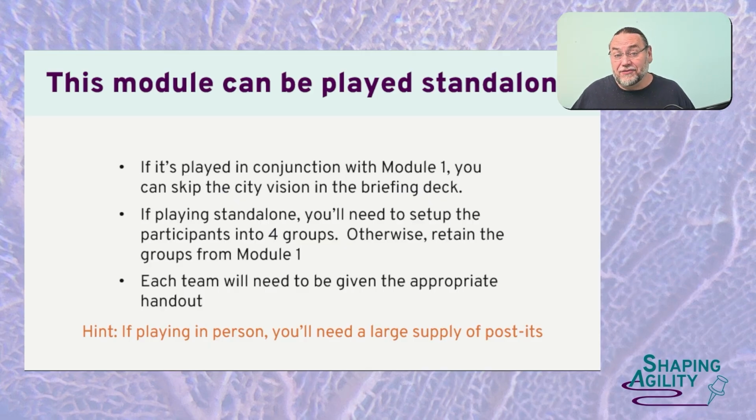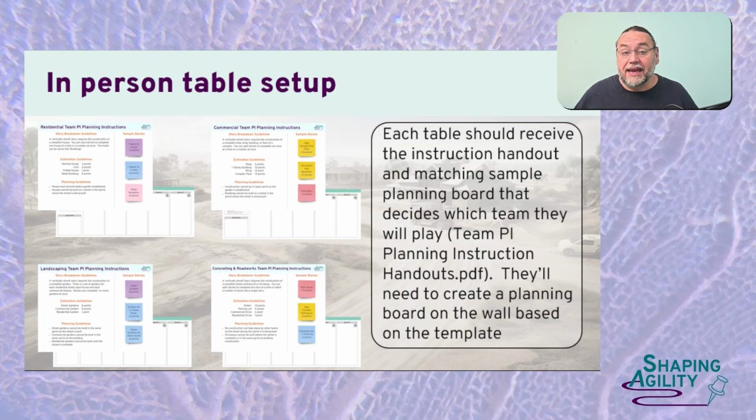In fact, I've done it for years as a replacement for geek books when I'm teaching Leading SAFe. If you're playing it standalone, you're going to need to set up your participants into 4 groups. Otherwise, you just keep the groups you had in Module 1 and make sure that you give the groups their handouts. Now, each group gets a dedicated handout because each team has a different flavor.